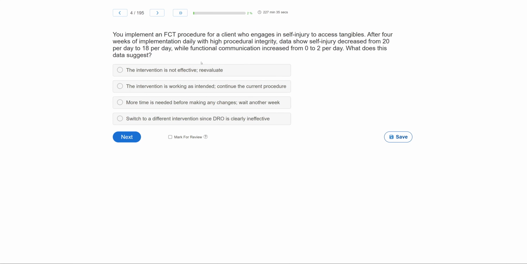You implement an FCT procedure for a client who engages in self-injury to access tangibles. After 4 weeks of implementation daily with high procedural integrity, data shows self-injury decreased from 20 per day to 18 per day, while functional communication increased from 0 to 2 per day. What does this data suggest?